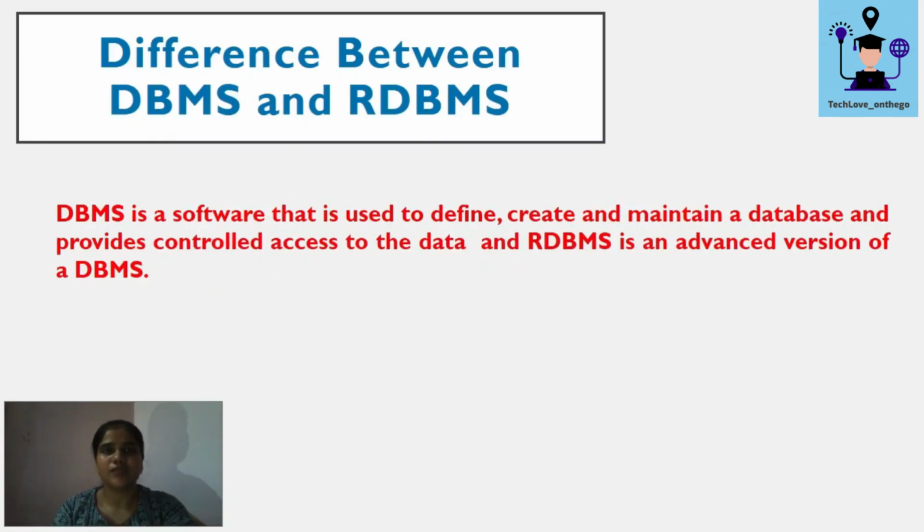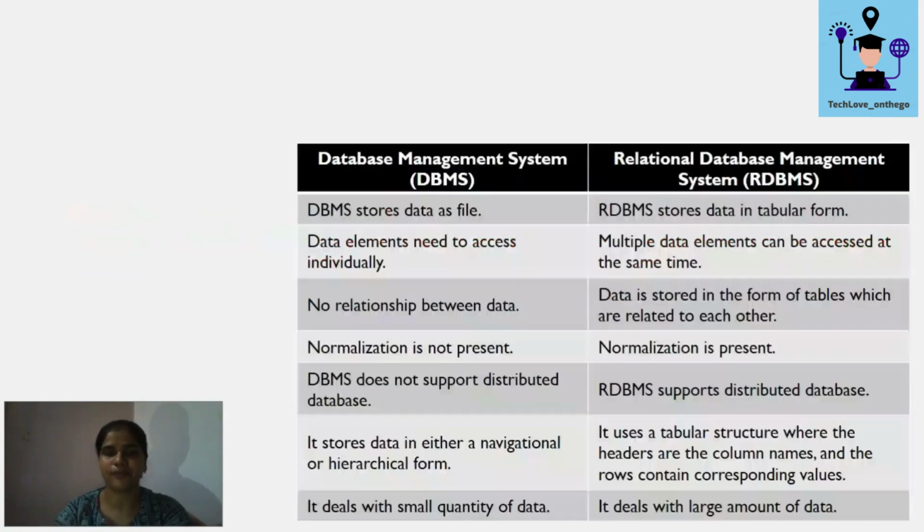So the next topic is what is the difference between DBMS and RDBMS. DBMS is software that is used to define, create and maintain a database and provide controlled access to the data. And what is RDBMS? It is just an advanced version of a database management system. A database management system will maintain and manage the database, and control it, and RDBMS is just an advanced version of it.